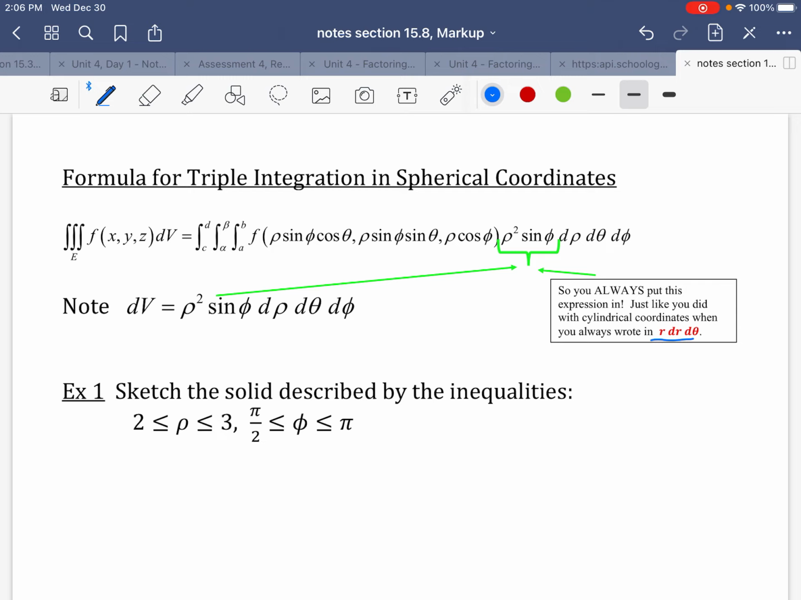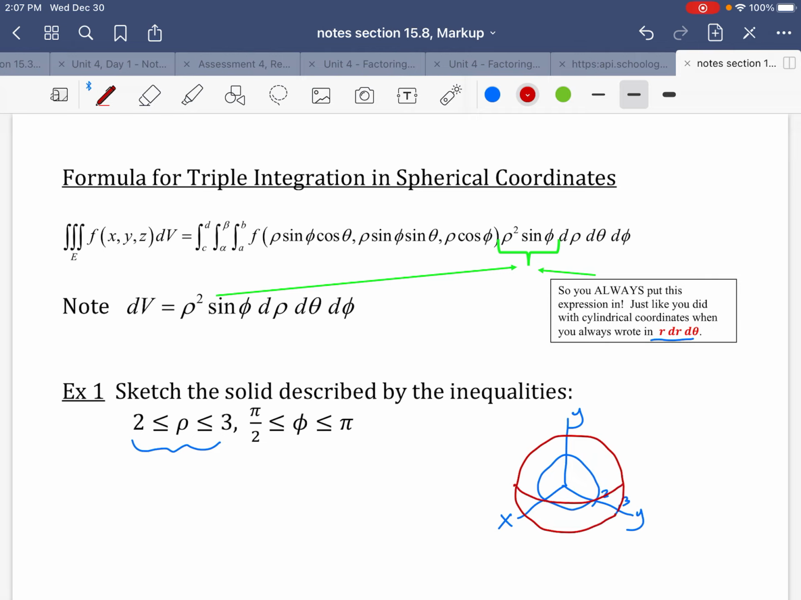So here in example 1, we're going to just draw a little picture. Sketch a solid described by these inequalities. So when somebody tells you rho is between 2 and 3, and equal to 2 and 3, remember that is just a sphere, and it's between a radius of 2 and a radius of 3. So basically, if I was thinking of a melon, it would be like the rind of the melon, like the inside was scooped out, right? So I would have a radius of 2 and a radius of 3. So I'd have one sphere, and then I'd have another sphere.